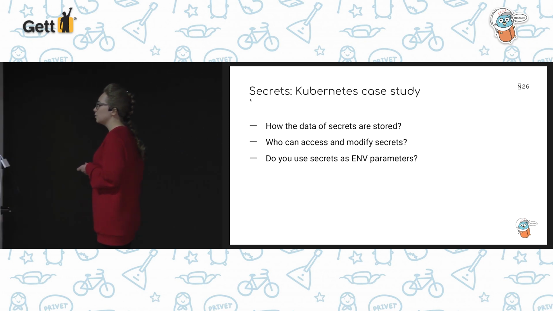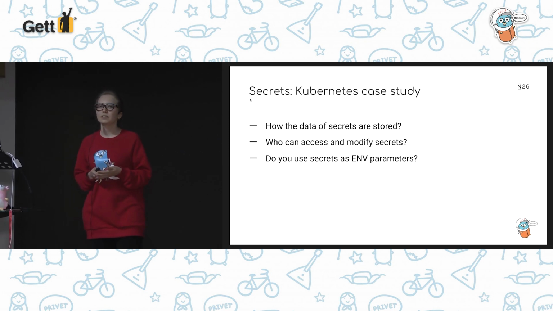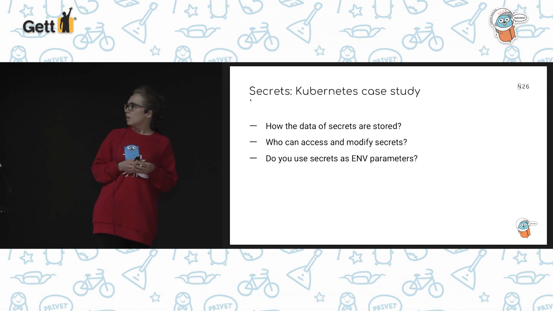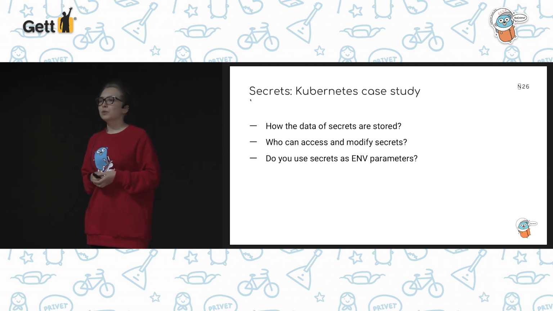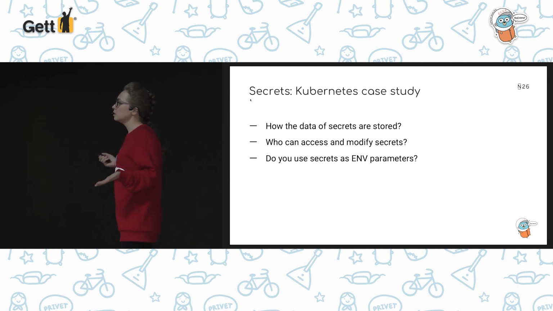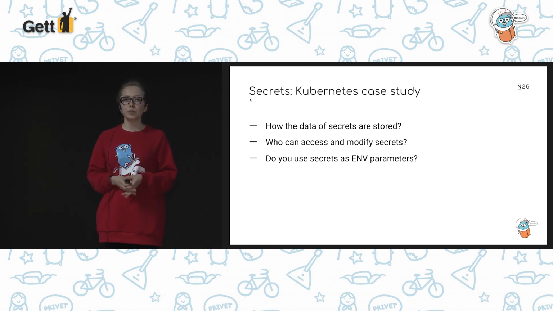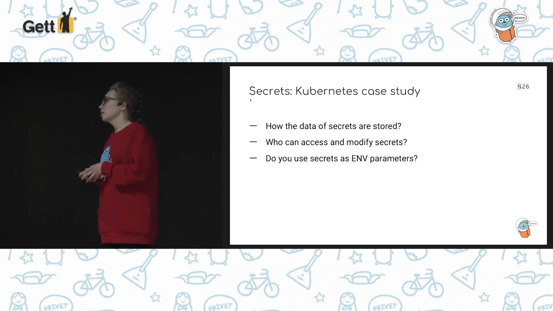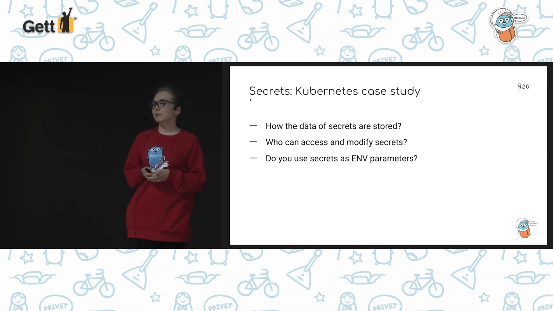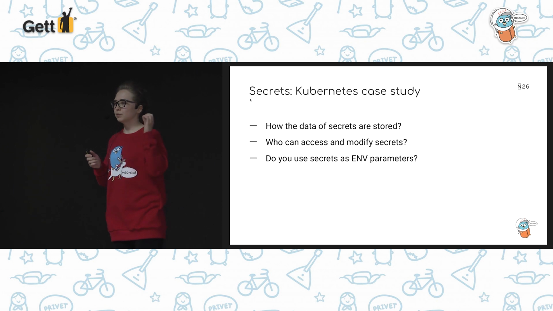We know that Kubernetes has some secrets. We want to learn whether or not these secrets are good for us in terms of improving the security of our code. First of all, we need to understand how these secrets are stored. We need to figure out who has access to what, and how do we transmit the secrets through these applications.